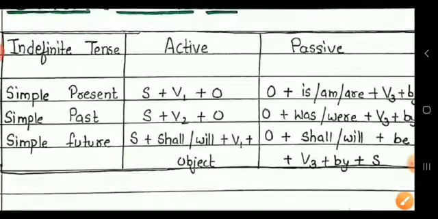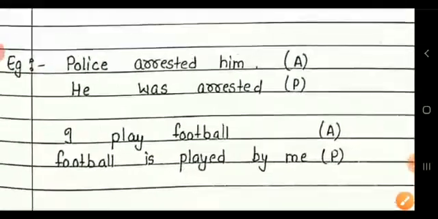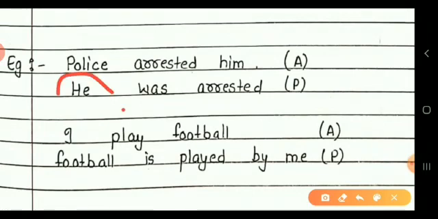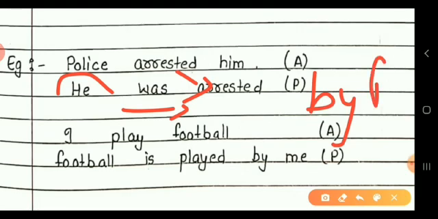I told you that if V2 is there in the simple past, we have to put was, were. So we are putting here: he was arrested by police. It is understood. Arrested will remain the same, third form also is the same, by police.